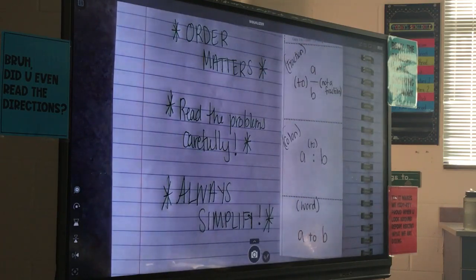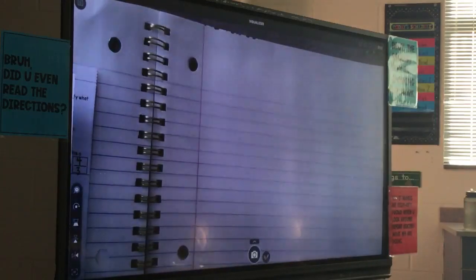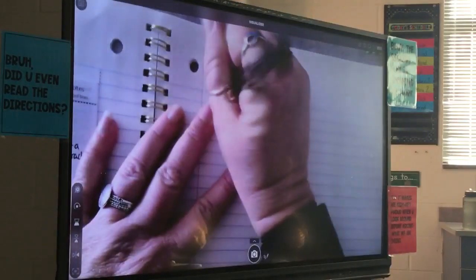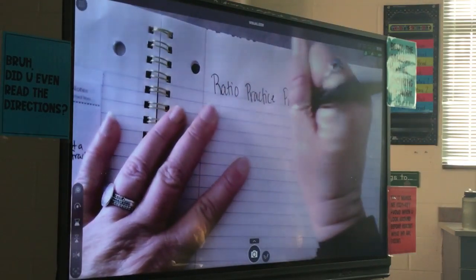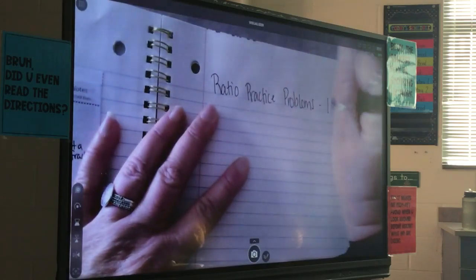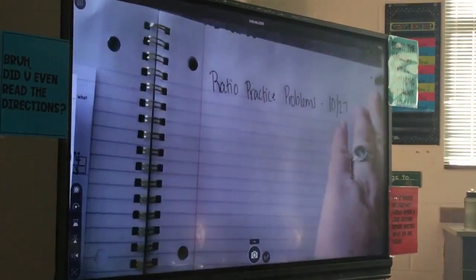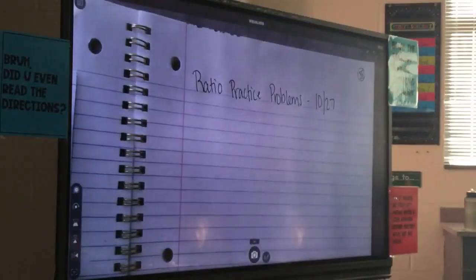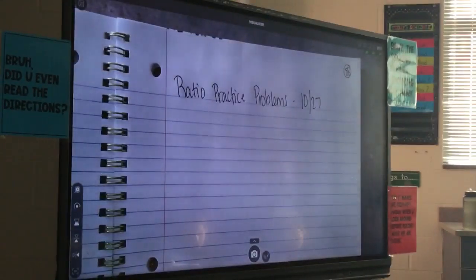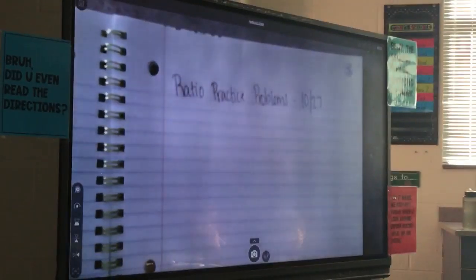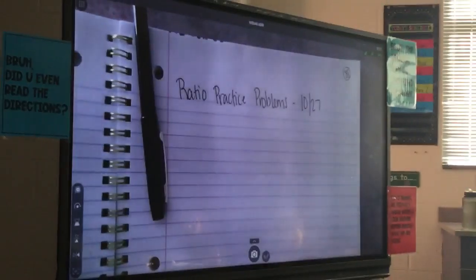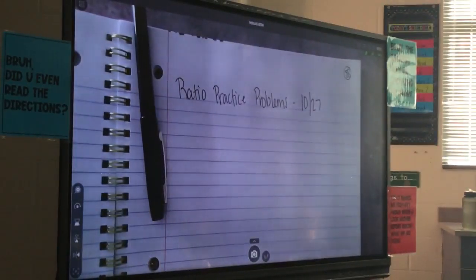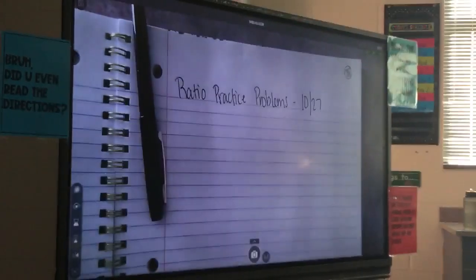All right, slide over to the right side. You need to title it Ratio Practice Problems. Today's date. You are turning this in when you are finished with it. Okay? Stand up when you have this done. You can take your pencil, put it in your notebook, and close your notebook. So write that, title it, whatever you want to call it. Put your pencil in your notebook, and then close your notebook.